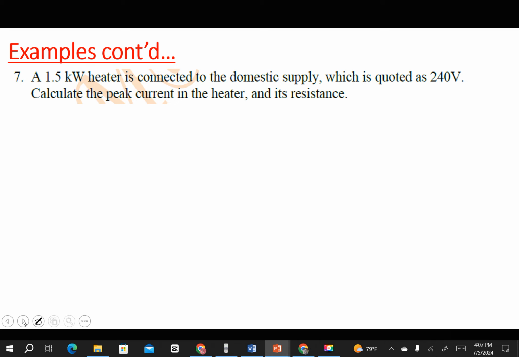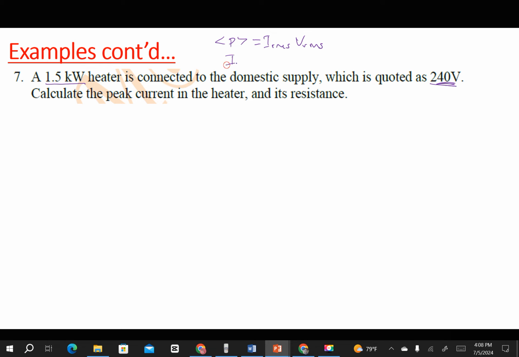So we want to find the peak current. What has been given is 1.5 kilowatts, which is always the average power in the domestic heater. And what is given here is going to be the root mean square value. So we know that the average power is equal to V root mean square times I root mean square. So if I try to find the value for the peak current, I can first find the root mean square value of current.